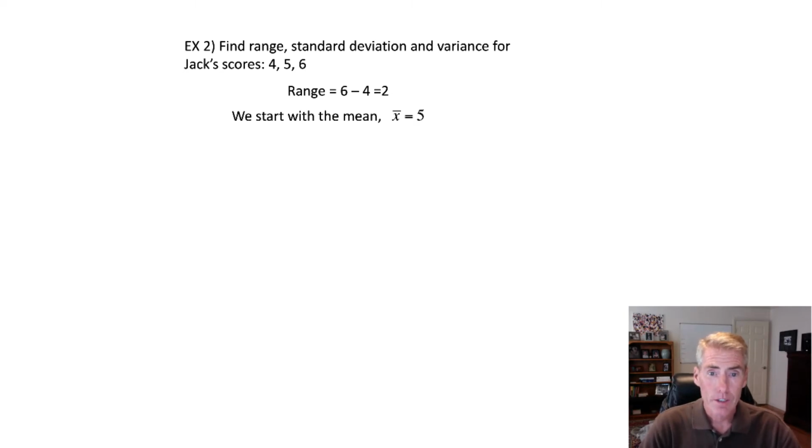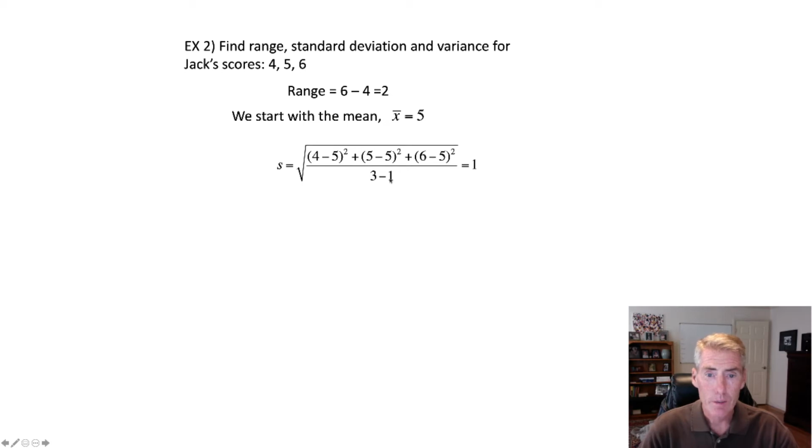Now to find the standard deviation. The mean is 5. Then you take each one of his scores, 4, 5, and 6, and each time you subtract the mean, you square each one, and then divide by the number of scores, which is 3, minus 1. So this would be 1 squared is 1, this would be 0, and this would be 1 squared is 1. So on the top I have 1 plus 1 is 2, and on the bottom I have 2, so the standard deviation equals 1.